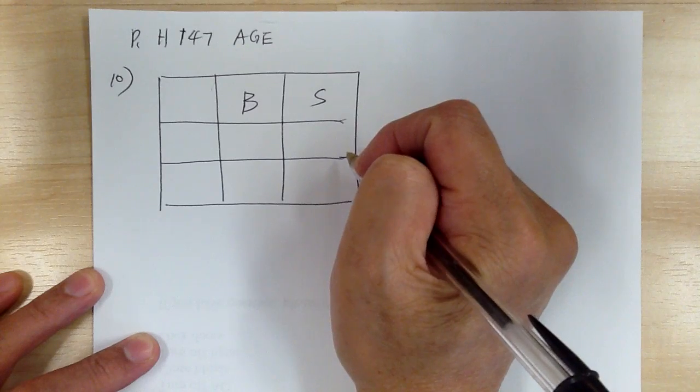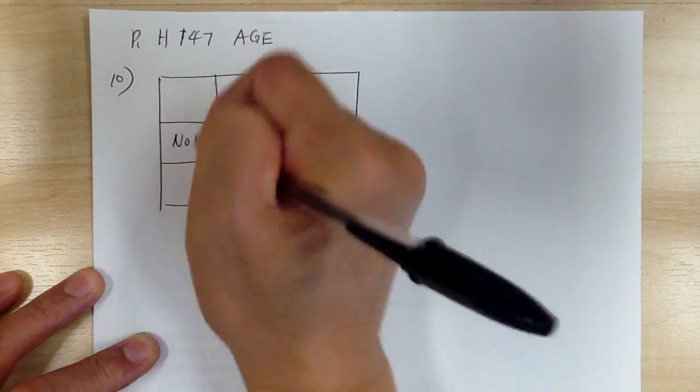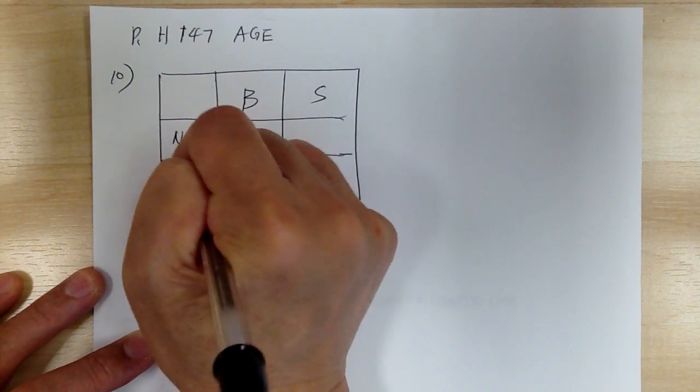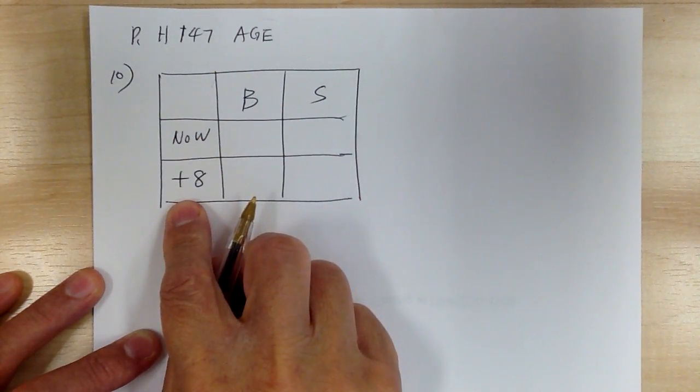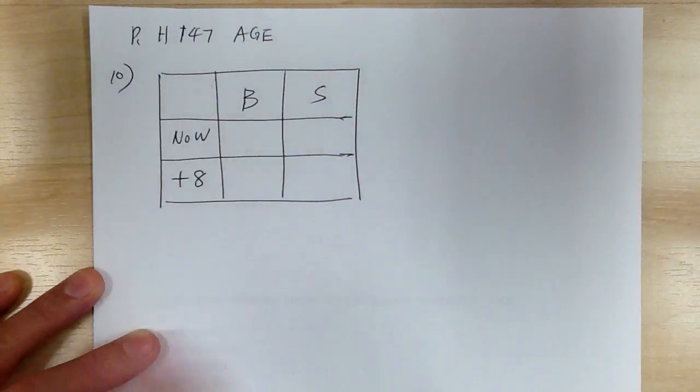So the two people are Bill and his sister Susie. And for the time, the word "is" means now. And in 8 years means 8 years into the future, so plus 8. So again, make the heading first before you start to fill in the blanks. Now you go back and read.